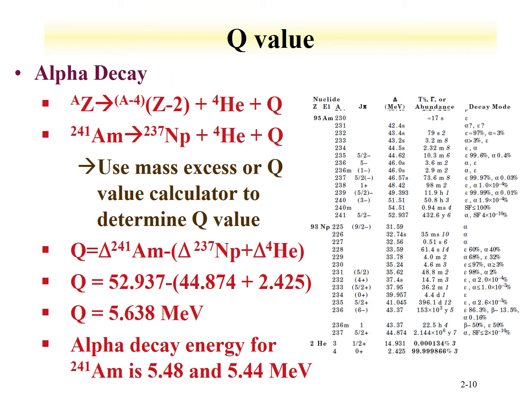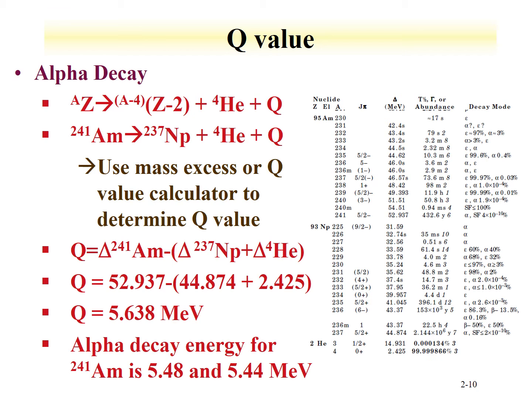We can do the Q value calculation for alpha decay, and this is shown here, where I have an isotope that decays and emits a helium nucleus. The daughter loses 2 neutrons and 2 protons, so the A is reduced by 4, and the proton number is reduced by 2. So let's consider the alpha decay of americium-241, which goes to neptunium-237 and the alpha particle. So the Q value is equal to the mass of the parent minus the sum of the daughter and the alpha particle.